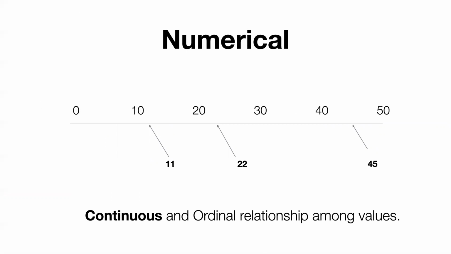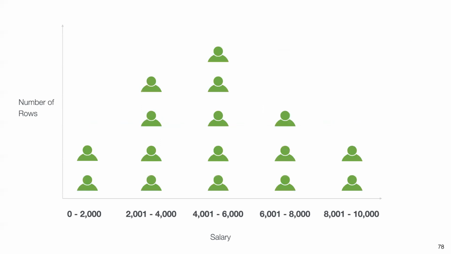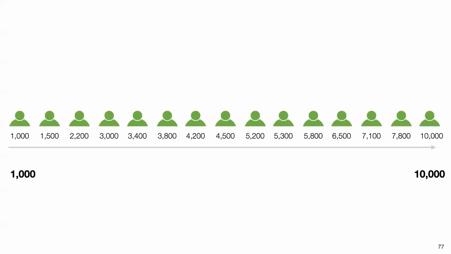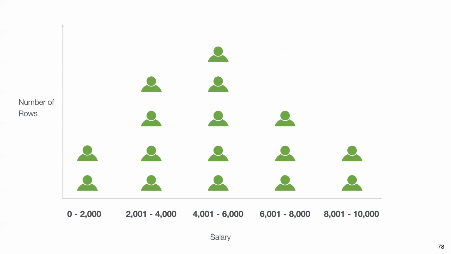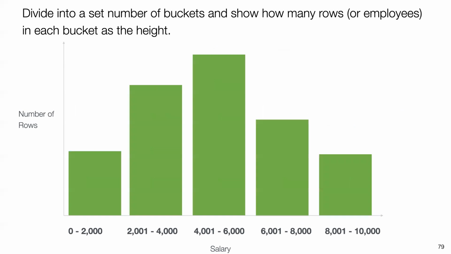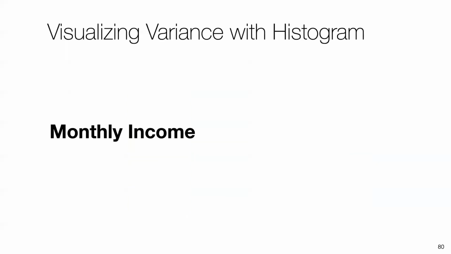So that's numerical. And when you have that, for example, in this case, what we saw in the histogram, you line up all the employees from the lowest to the highest in terms of monthly income, and then you create the buckets, or any sort of criteria. In this case, I created 5 groups and divided the numbers from 0 to 10,000 into 5 different groups. Then we display, using bars, how many employees are in each bucket. So that's really the histogram.